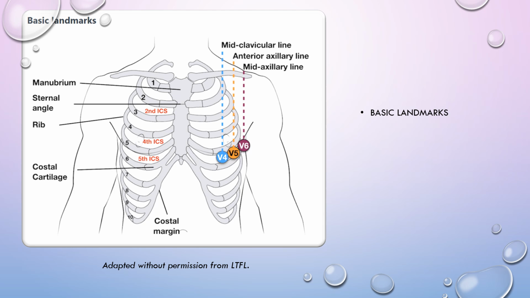I thought I should put this in before going to the 6 chest leads. So this is just to acquaint us with the anatomy, where the chest leads are going to be. So let us remember that we're going to have a lead in the mid-clavicular line in the 5th intercostal space, and that'll be V4. We'll have another lead at V5 at the anterior axillary line, the same 5th intercostal space, and then V6 at the mid-axillary line, the same 5th intercostal space.